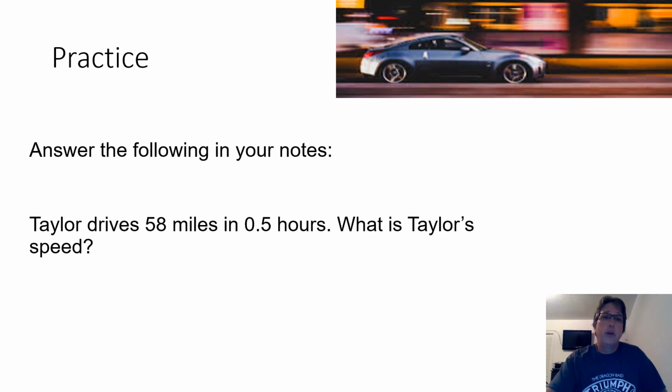Now it's time for you to do one. You'll see this problem in your assignment. Taylor drives 58 miles in a half an hour, or 0.5 hours. What's Taylor's speed? Remember, you've got to show me 3 things. The formula, the numbers filled in with the right units, and the answer with the right units. All right, so get that assignment done.